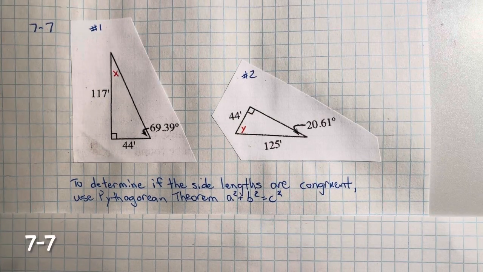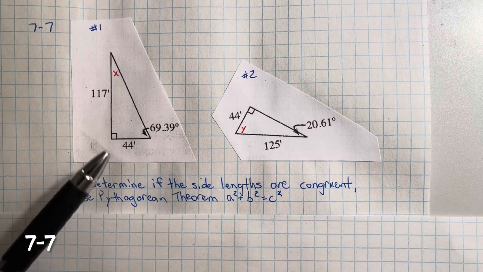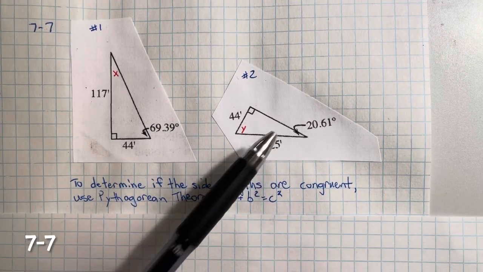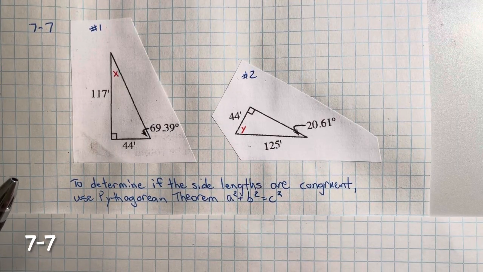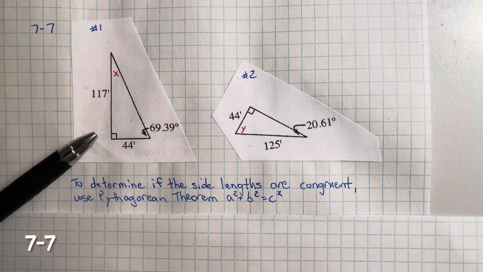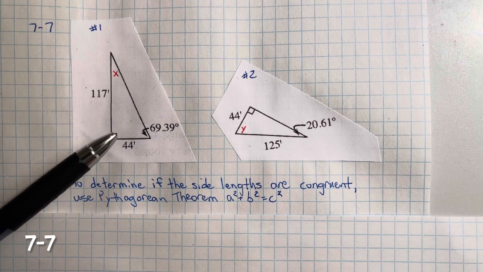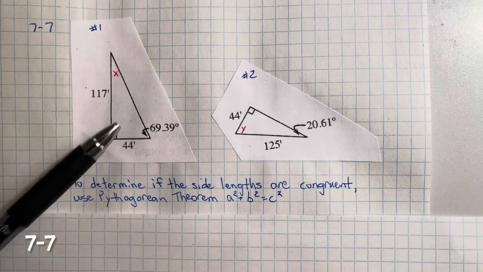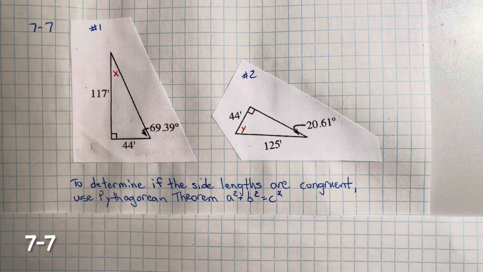For problem 7-7, we need to determine if the two triangles are congruent. And I'm going to show you two different ways. One, we can use the Pythagorean Theorem to determine if the three side lengths are equivalent, so if these three side lengths are equivalent to these three side lengths. And then the other is using the Triangle Sum Theorem, and that's when the three angle measures are equivalent. So if these three angles are equivalent to these three angles, the corresponding angles. I'll go ahead and show you that in a moment.